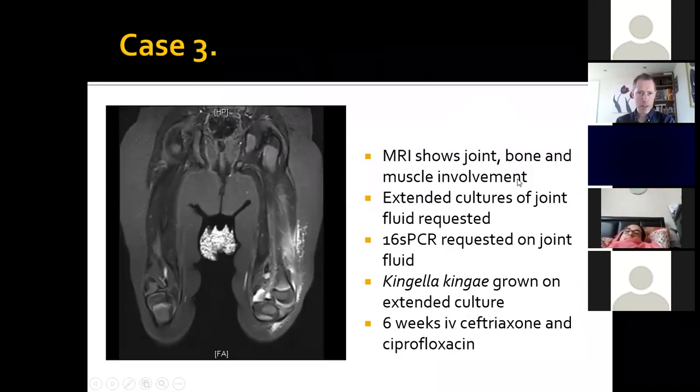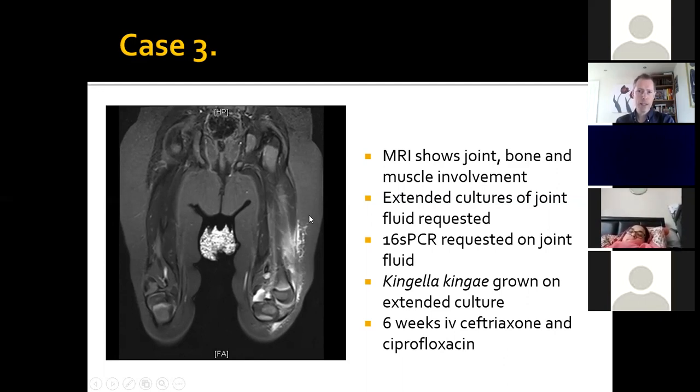Okay, so he did have an MRI and we did speak to microbiology. And the MRI showed, as you can see here, very bright signal. This is with gadolinium contrast, very bright signal in the joint, in the bone, and in the muscle.